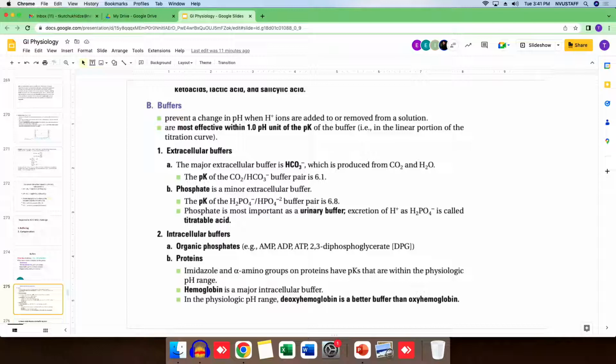And phosphate is the most important urinary buffer. We will talk about that, and it is also called the titratable acid.